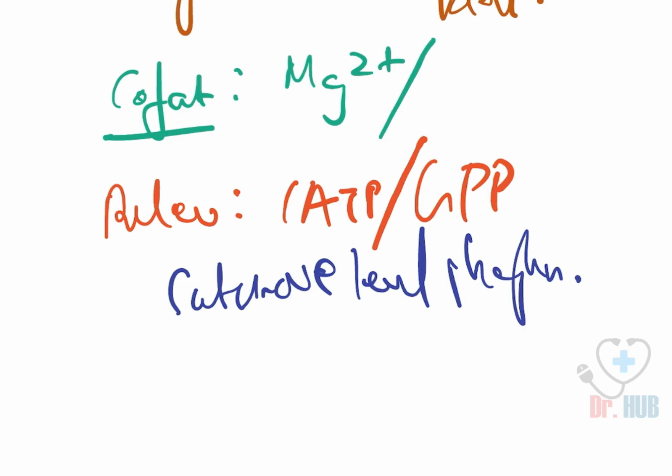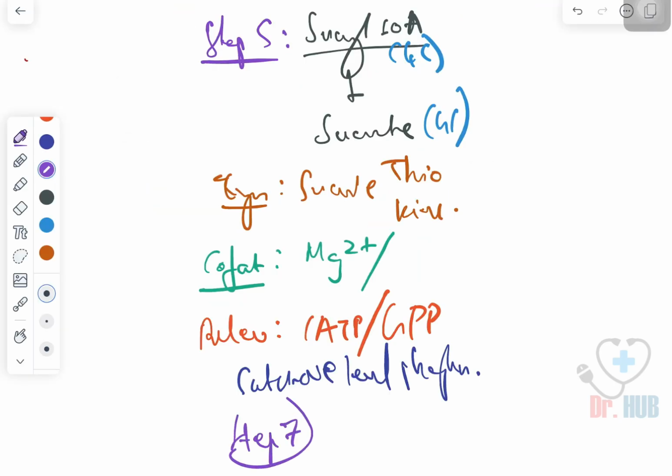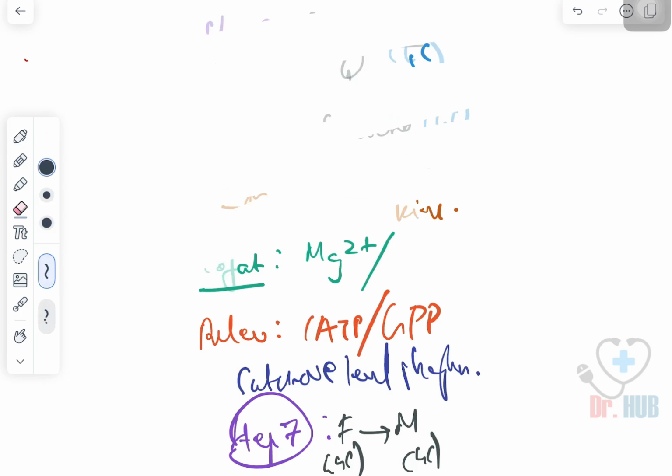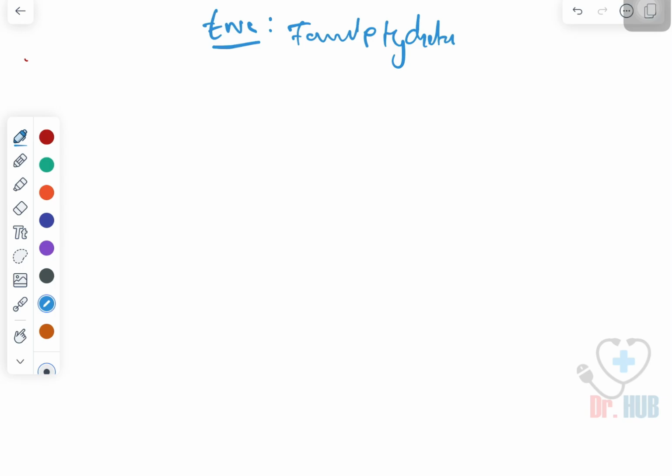Next, moving on to step 7. In step 7, there is a conversion of fumarate to malate. Here it is 4C and here also it is 4C. What about the enzyme involved in fumarate to malate? The enzyme is fumarate hydratase, and the reaction is hydration.